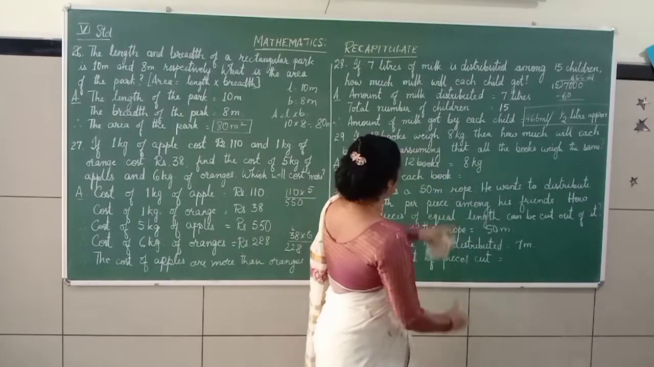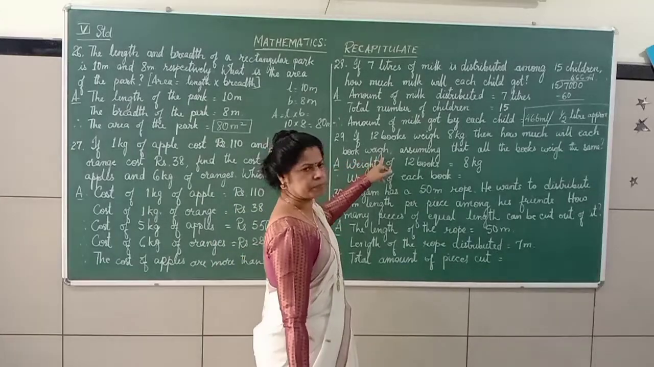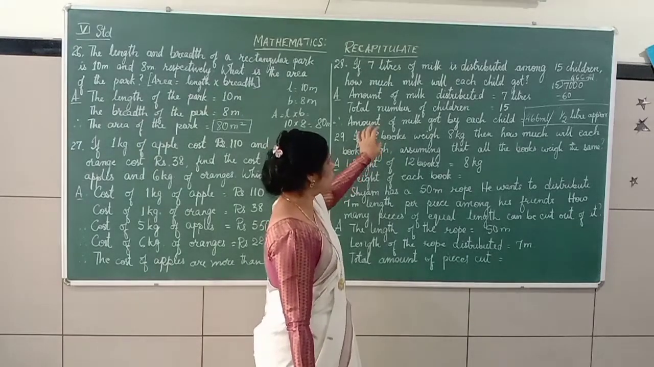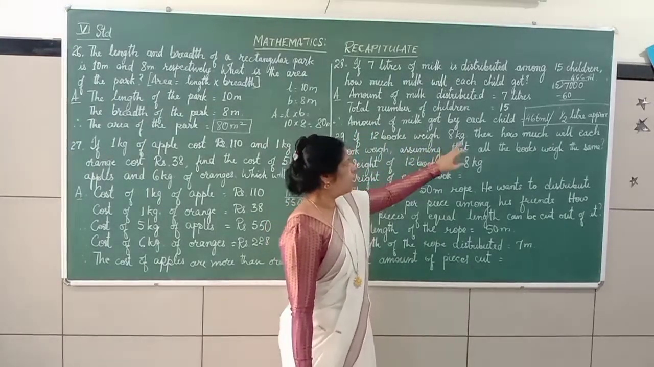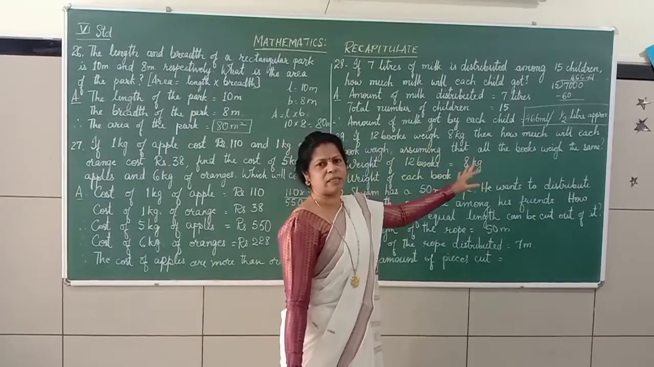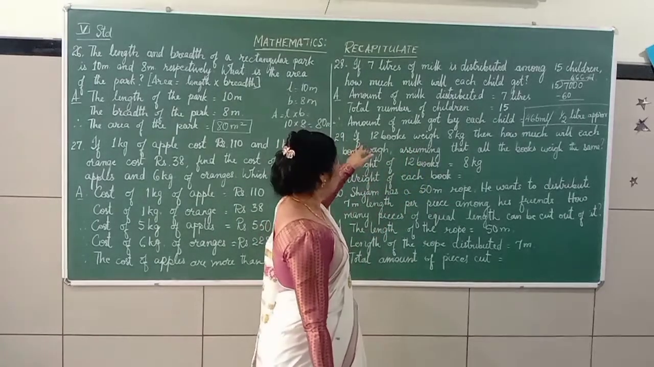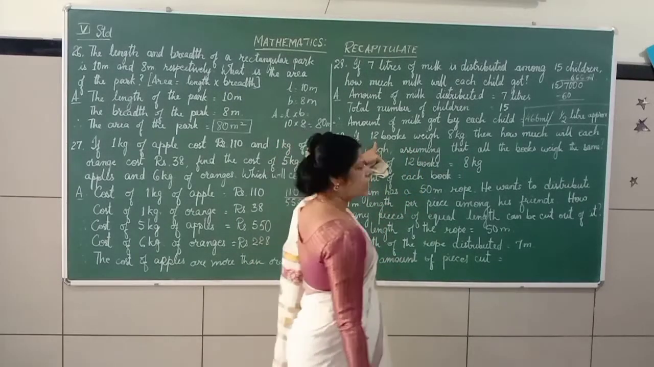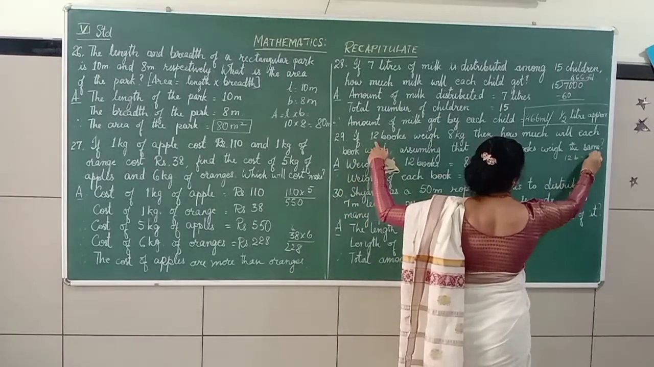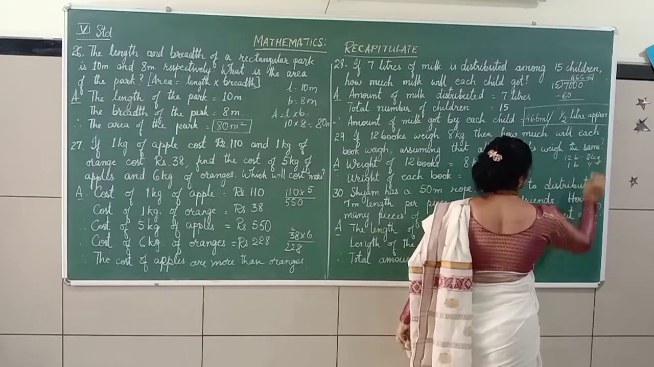If 12 books weigh 8 kg, then how much will each book weigh? How many books are there? 12 books are there. And what is the total weight of these 12 books? It is 8 kg. How much will each book weigh, assuming that all the books weigh the same? So you have to assume that all the books are weighing the same. Here, the weight of 12 books means how much? 8 kg. Now you have to find out for one book how much it is, isn't it?